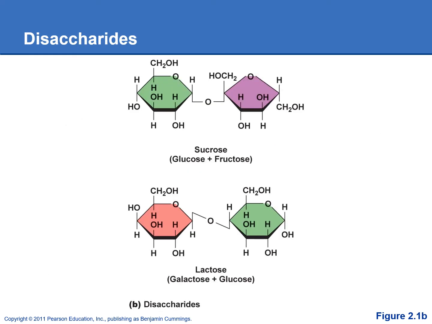And then here's some disaccharides. So notice we've got 2 monosaccharides. So here's one and here's the other, and they're covalently joined together. There's a covalent bond in between. And on top we've got sucrose, which is table sugar. And on the bottom we've got lactose, which is the sugar found in milk.